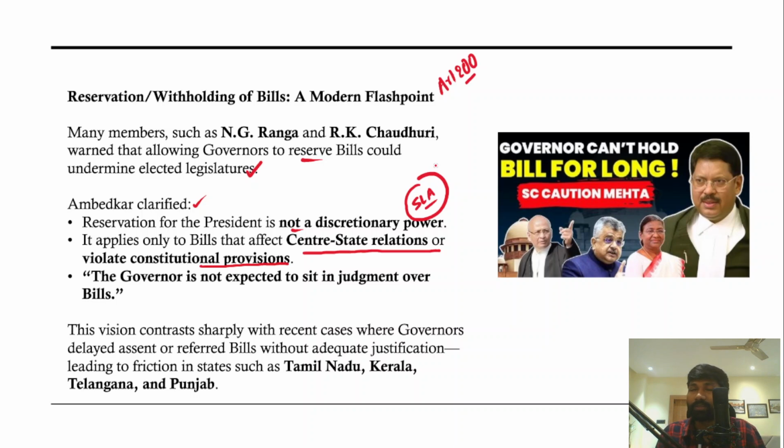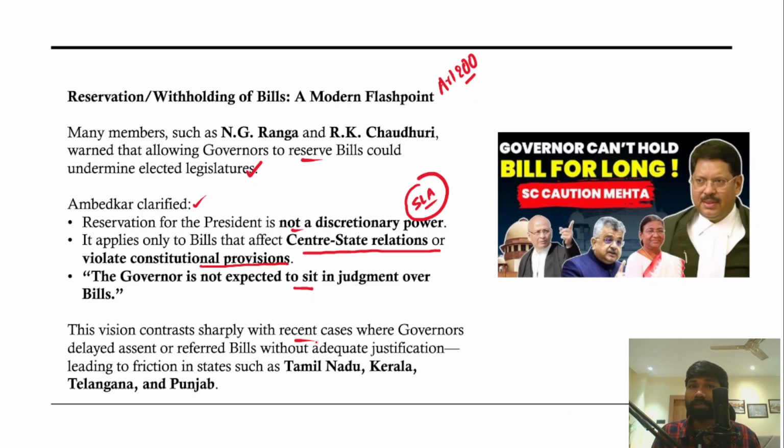In fact, Dr. B.R. Ambedkar has also clarified that the governor is not expected to sit in judgment over the bills. He must give his assent to the bills based on the aid and advice of the Council of Ministers, and that is why the office of the governor as a constitutional office has been created. However, the vision of the constitutional framers, Dr. B.R. Ambedkar, contrasts sharply with the recent cases.